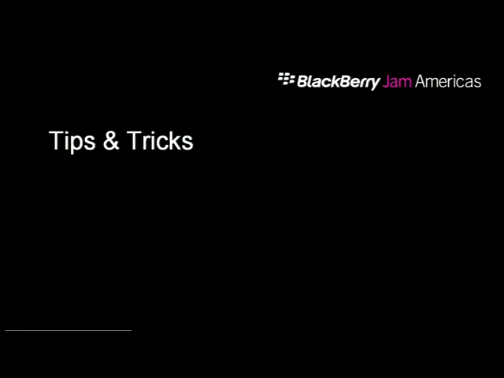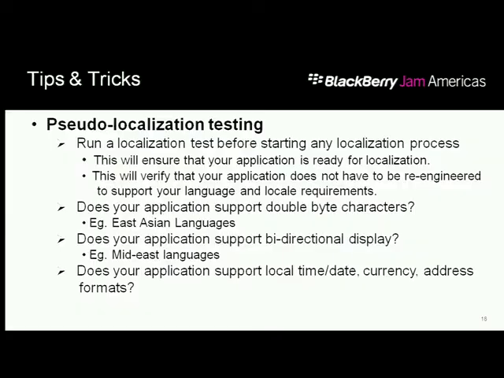So now we will look at some of the generic tips and tricks that as a developer you need to consider before localizing the applications. The first tip is what we call pseudo localization testing. What does this mean? It simply means that you need to run a localization test before you actually start the localization process. Why is this needed? This will ensure that your application is ready for localization. Also, this will ensure that your application does not have to be re-engineered to support multiple locales and languages.